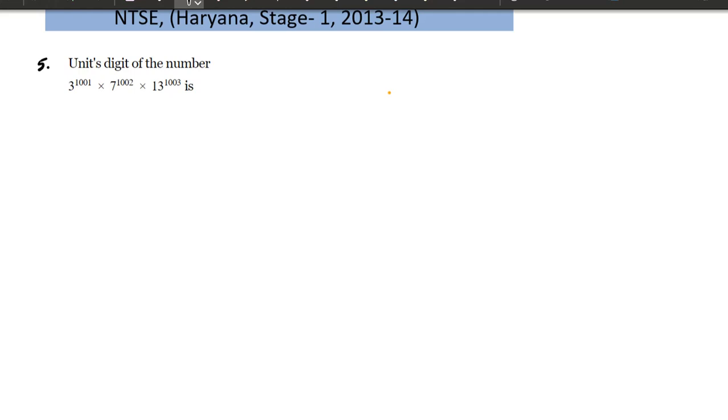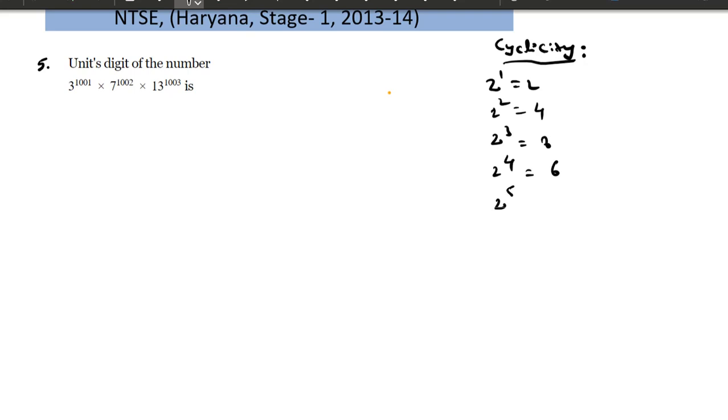Units digit of the number 3 power 1001, 7 power 1002, 13 power 1003. Here we must know what cyclicity is. The cyclicity of 2: 2 power 1 is 2, 2 power 2 is 4, unit digit I am writing, 2 power 3 is 8, 2 power 4 is 16, that means unit digit is 6.